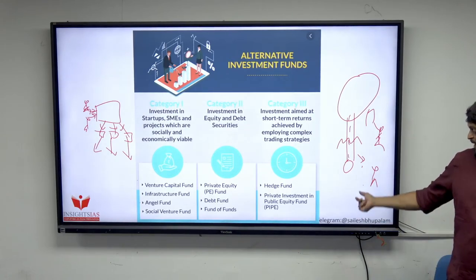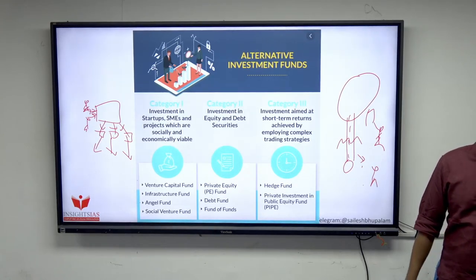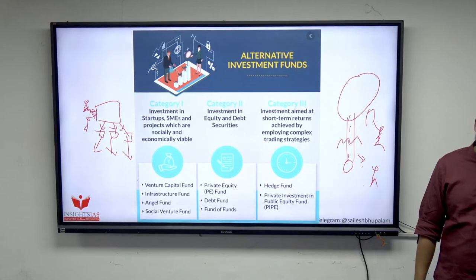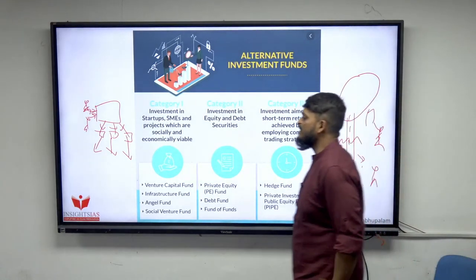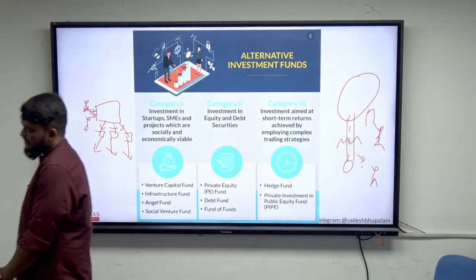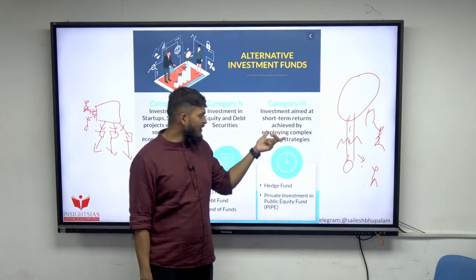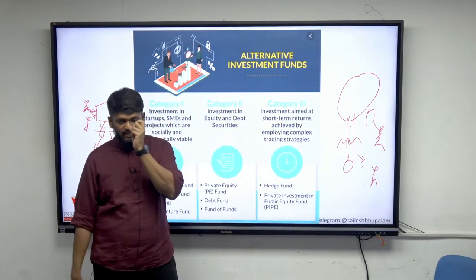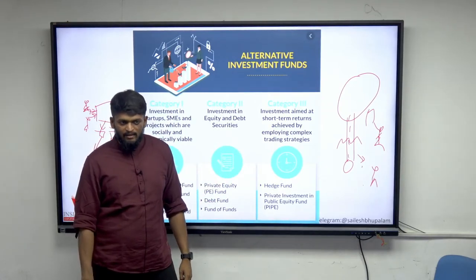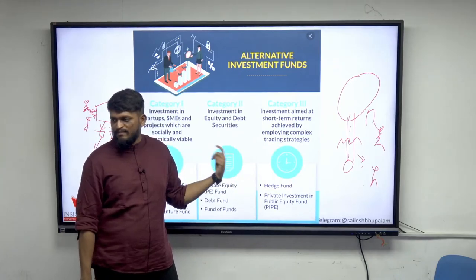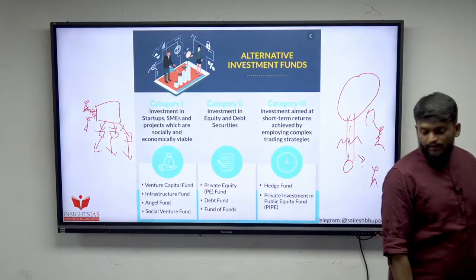So that means hedge fund has been identified, across the world, as something we are skeptical about, or somewhat circumspect. That means we will be careful about hedge funds. So we will have some rigid regulations, and will not give any incentives to hedge funds. That is why it is put in category 3. That means here, investment is aimed at short-term returns achieved by employing complex trading strategies. Sometimes they don't violate any laws, but they violate ethics. This is what we have observed in other countries when hedge funds go there. So this is hedge fund.